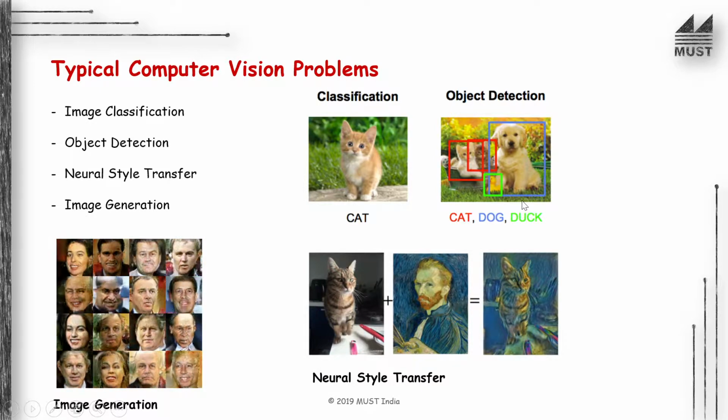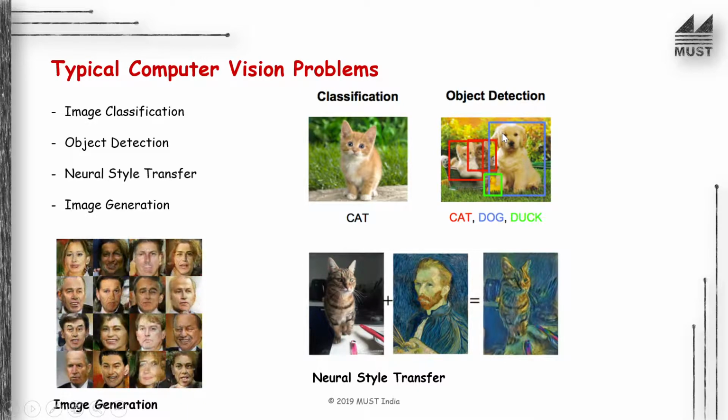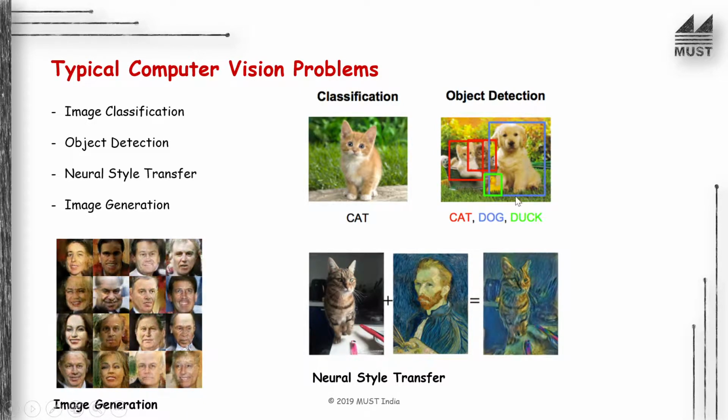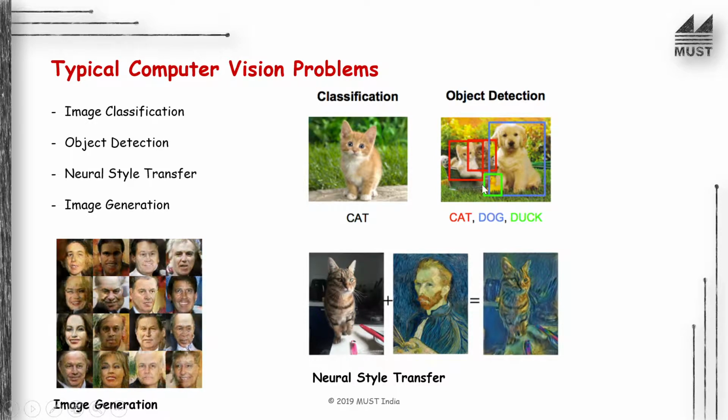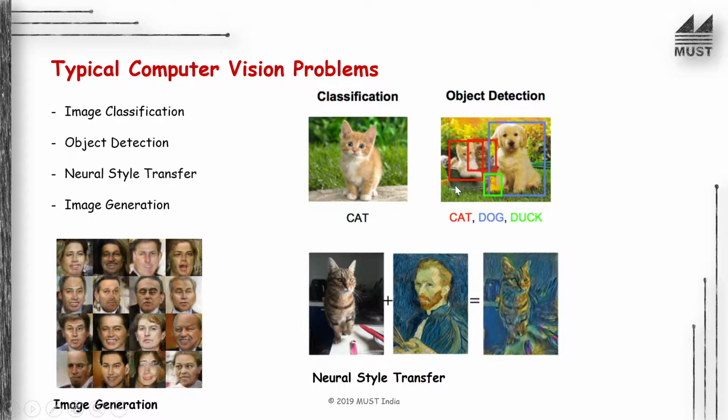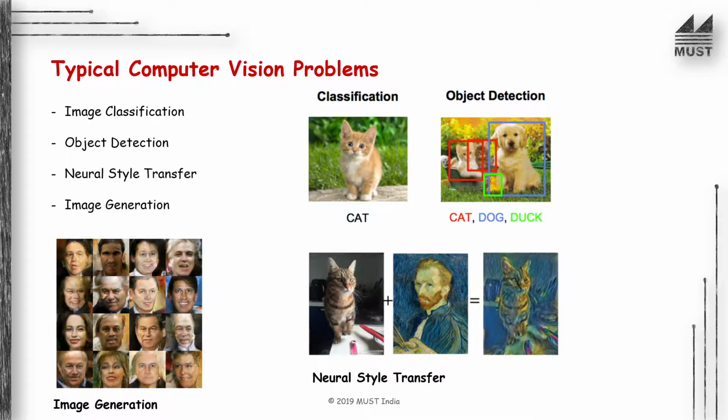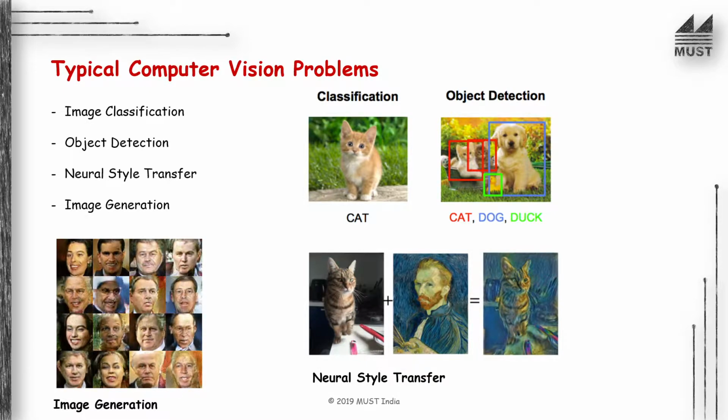Now, object detection is basically about two things: classification as well as localization. In object detection, not only do you classify whether that particular object exists in your image or not, but you try to find out the exact location, the bounding boxes within which your object exists. So this is about object detection.